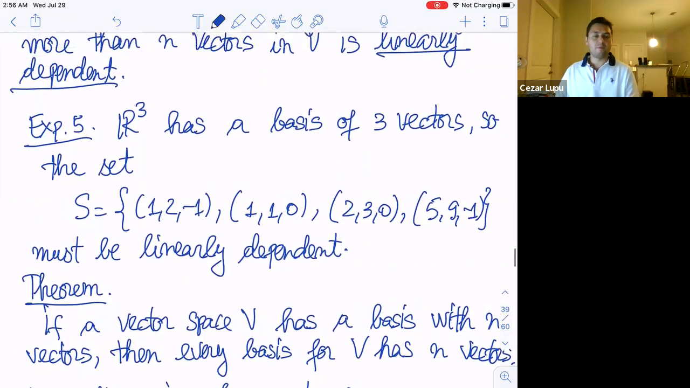Now we have the following theorem before we go further and discuss the dimension of a vector space. If a vector space V has a basis with n vectors, then every basis for V has n vectors. Well, this is quite obvious.